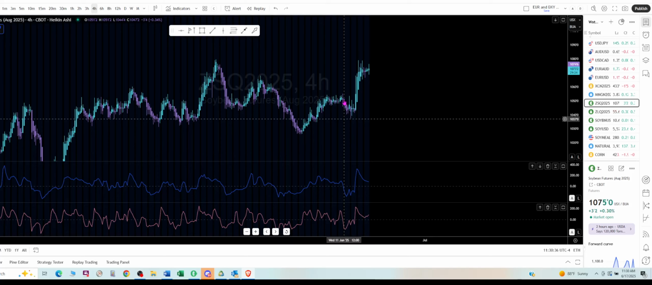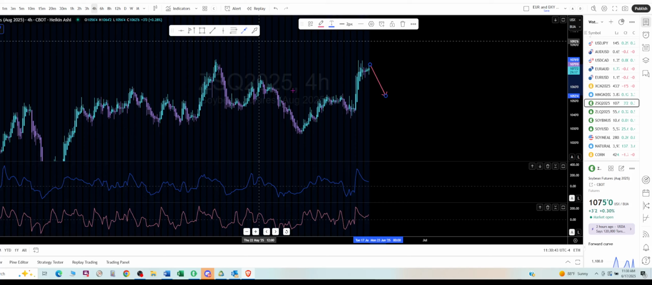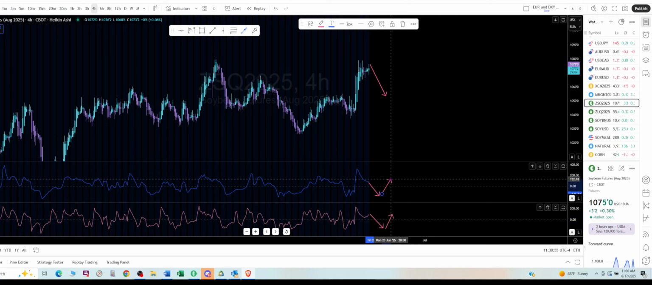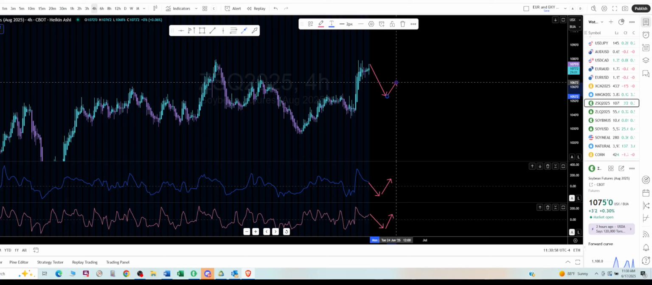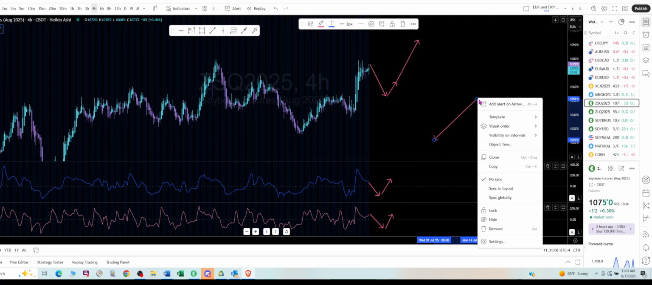I'm waiting for a pullback. Wait for price to pull back somewhere, and then both of these CCIs to cross below the zero line. And then some kind of bullish price action, and the indicator to cross back above the zero line. Whoops, I don't need that one. And you know, that would be a potential long signal.